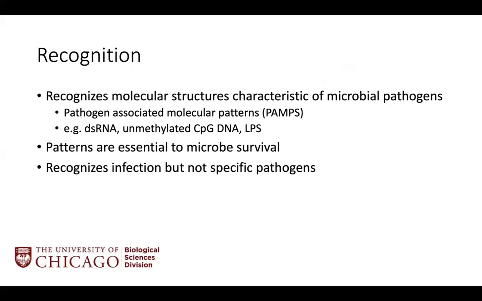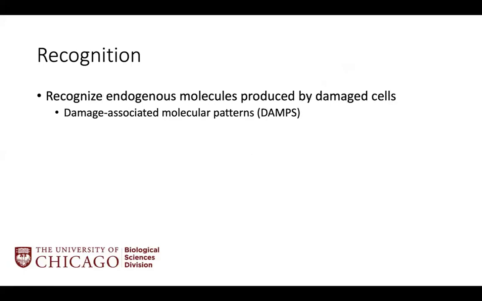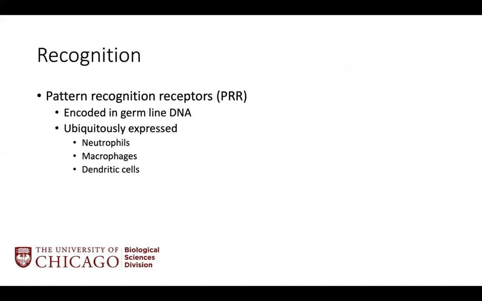But ultimately, the innate immune system can never distinguish between specific pathogens. It just relies on recognizing these characteristic structures that are redundant through many, many, many different pathogens. It can also recognize our endogenous molecules that are produced by damaged cells. So, an example would be DAMPs. These are damage associated molecular patterns. So, these are things that would not be there in a normal, healthy host, but once damage comes to a cell, it's recognized so the innate immune system can help clear it.